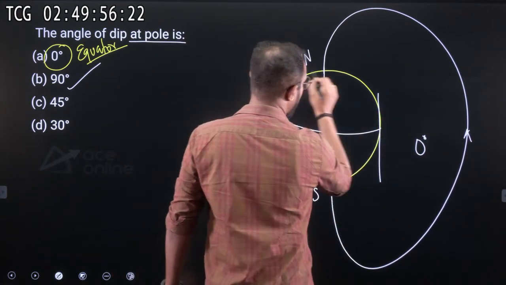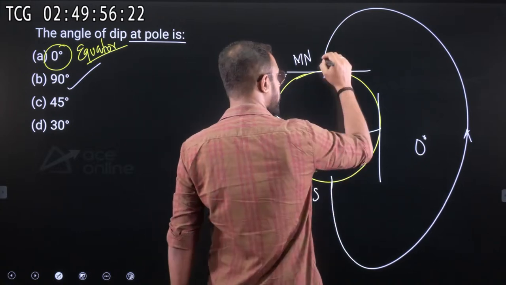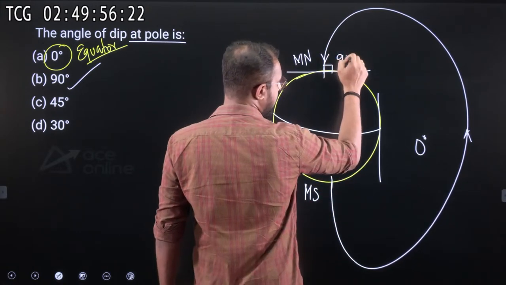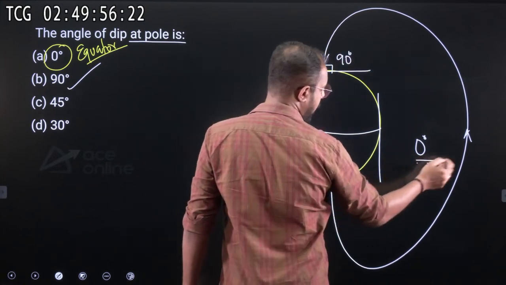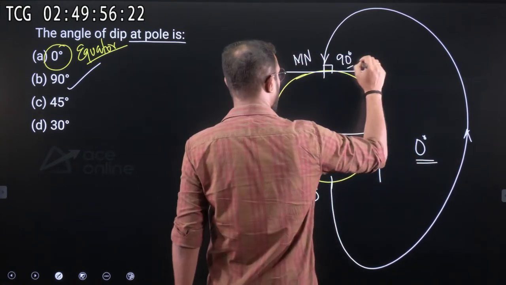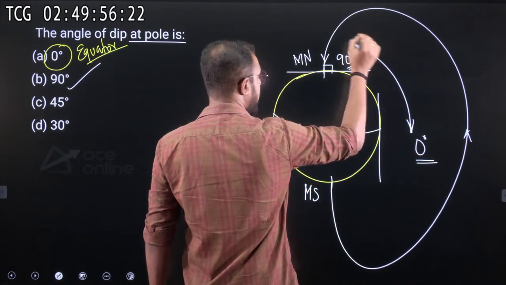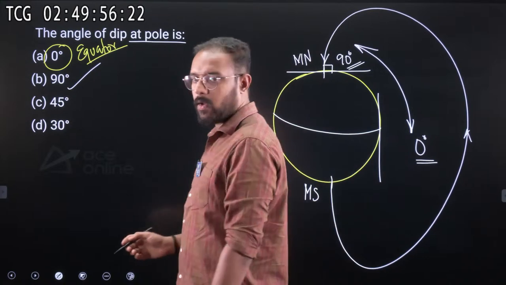At the pole, if I drop a horizontal, this is how the horizontal looks, and this is how the magnetic field looks. What is the angle? 90 degrees. So at the equator it is 0 degrees, and at the poles it should be 90 degrees. Anywhere in between these two points, the dip angle varies between 0 and 90 degrees.